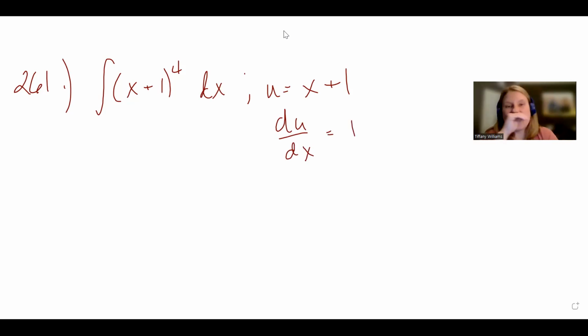So du dx is equal to 1. This one's really nice. And then of course I take the integral and replace my integrand with the u, whatever I was making my substitution. So now I'm going to have the integral of u to the 4th, and then I'm going to rewrite my dx as du dx.